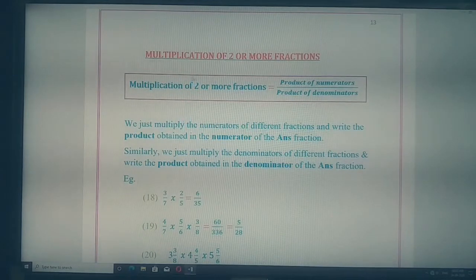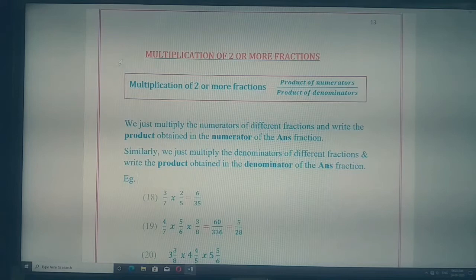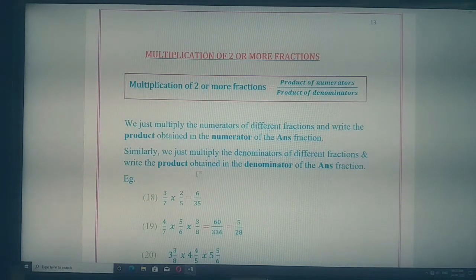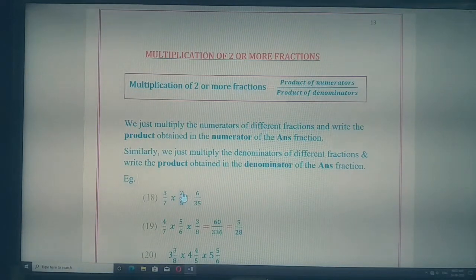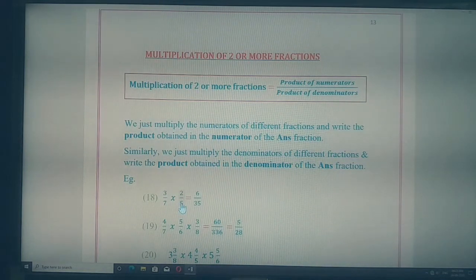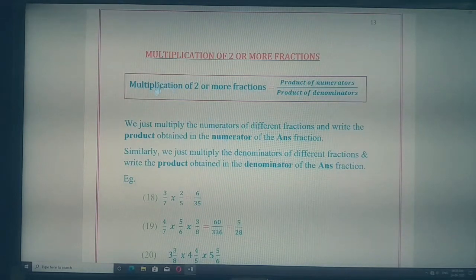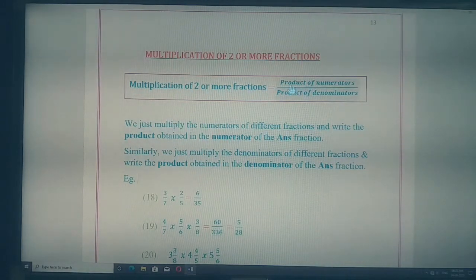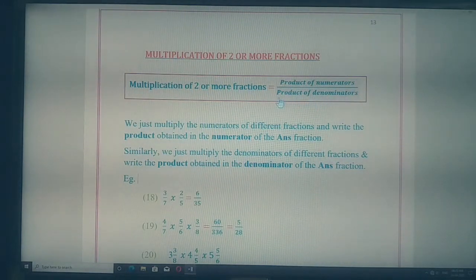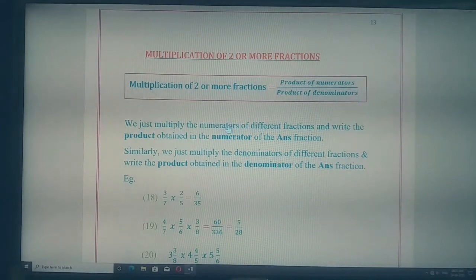Now we go to the next topic, multiplication of 2 or more fractions. Multiplication of 2 or more fractions can be done by just multiplying the numerator of one fraction with the numerator of another fraction. Similarly, the denominator should be multiplied with the denominator of another fraction, and the answer is very easily obtained. Let us understand how it is done. Multiplication of two or more fractions is equal to product of numerators upon product of denominators.